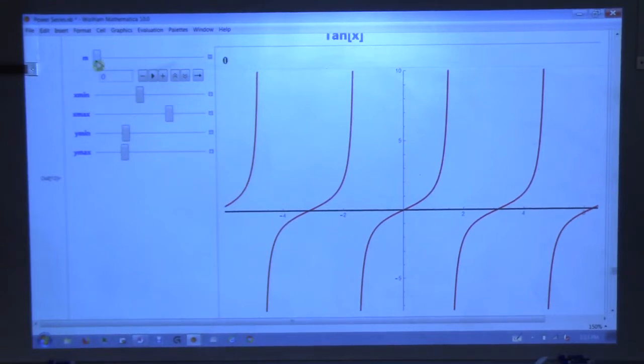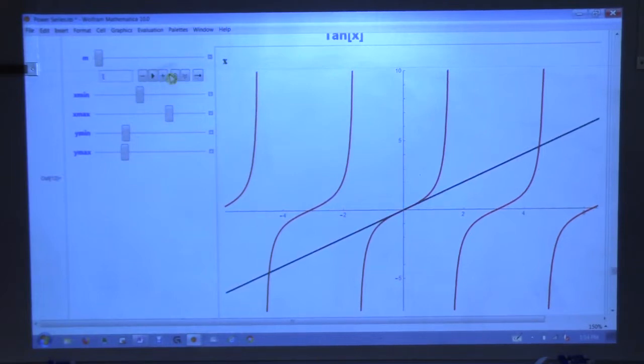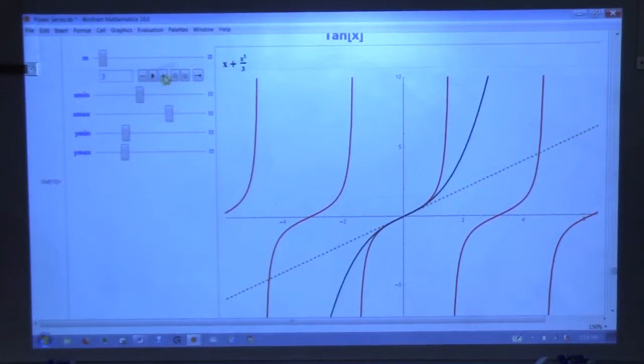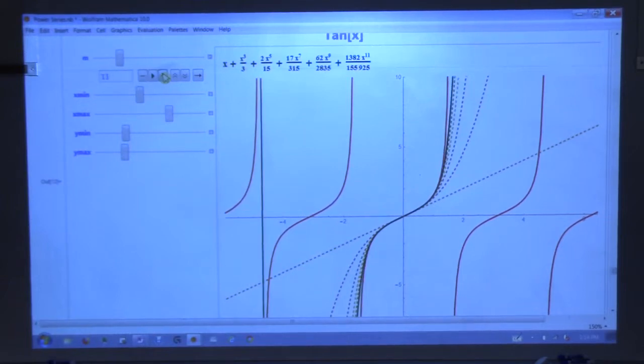Right now I'm approximating it with 0. Here comes my first piece, boom, x, not very good, right? I'm trying to get the black one to match the red one, and it's not doing a good job, is it? Okay, so I go again. Oops, hit the wrong button. Go again, look at this. Awesome.